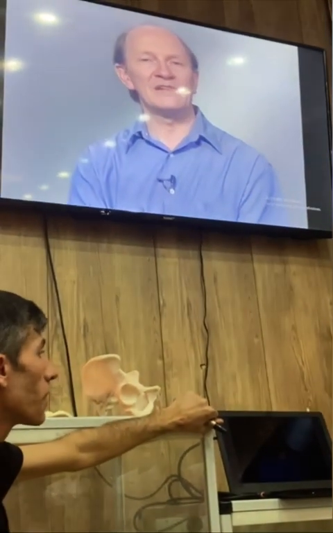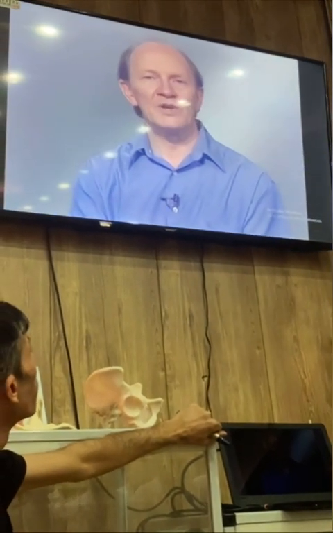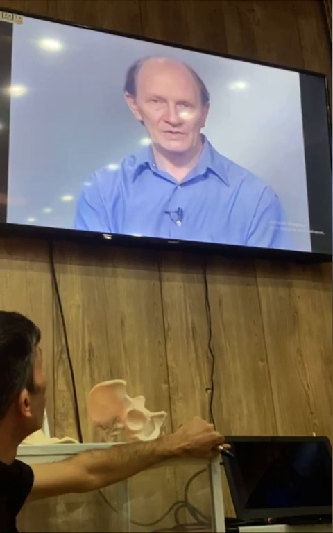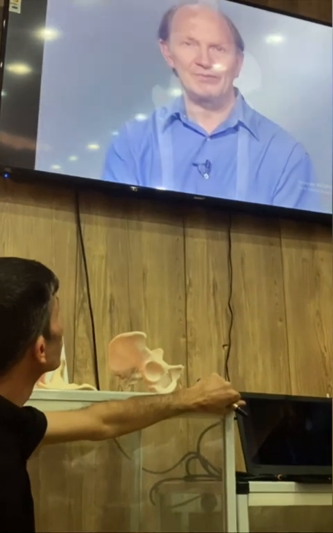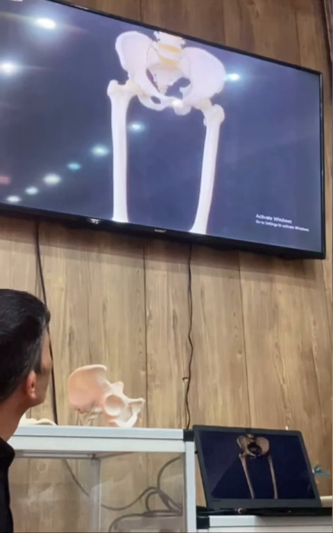In looking at the hip region, we'll start with the bones. After that, we'll look at the hip joint and its movements, and then we'll look at the muscles that produce those movements. Lastly, we'll look at the vessels and nerves. First, let's see the bones. Here are the lumbar vertebrae, the pelvis, and the 2 femurs.